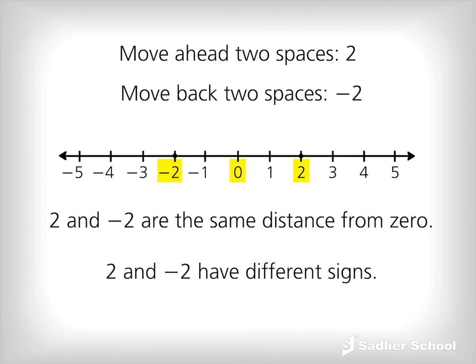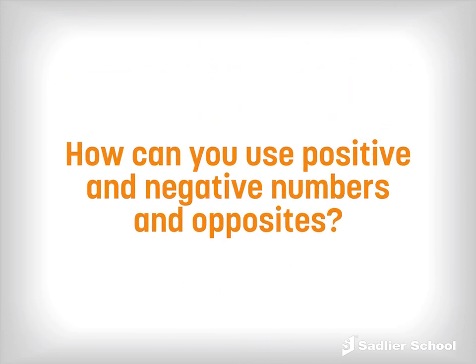2 and -2 also have the same number, but their signs are different. One number is positive and one number is negative. 2 and -2 are opposites. Now you know how positive and negative numbers are defined and how to place them on a number line.